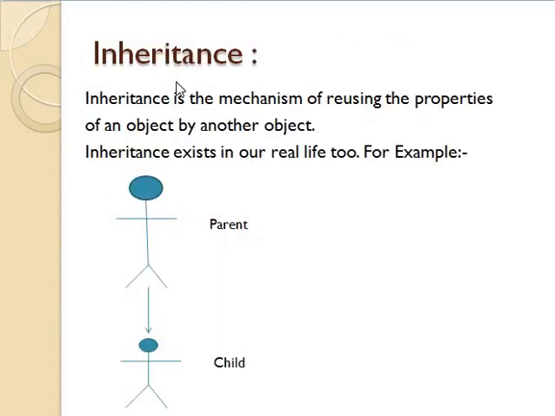So let's start with inheritance. Inheritance is the mechanism of reusing the properties of an object by another object. Inheritance exists in our real life too. For example, a child inherits the properties from its parent, and this inheritance is shown by this arrow symbol.